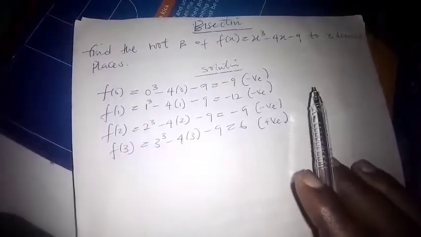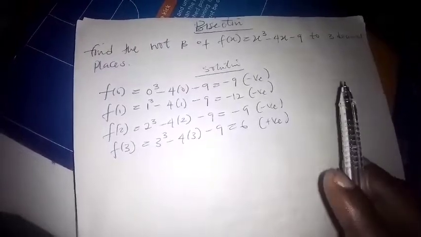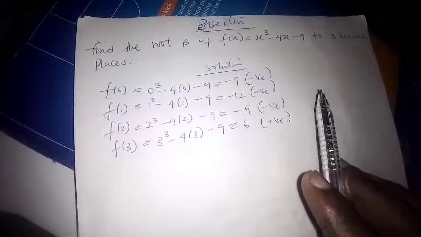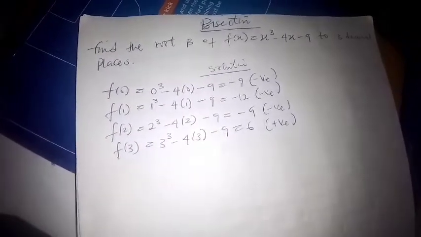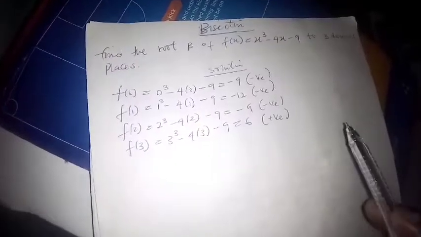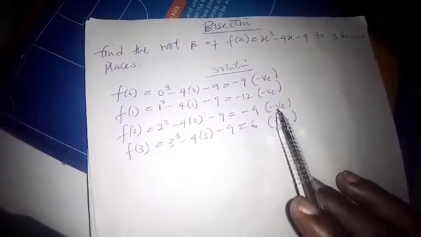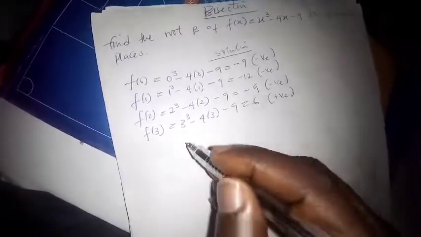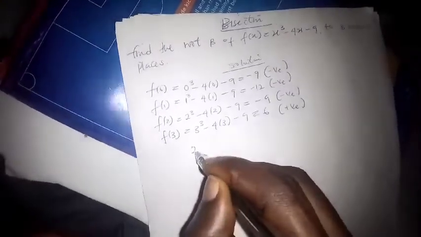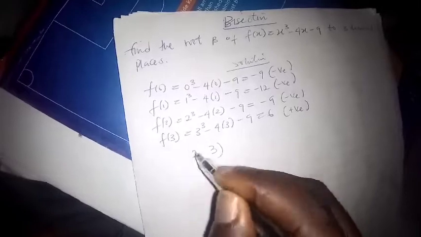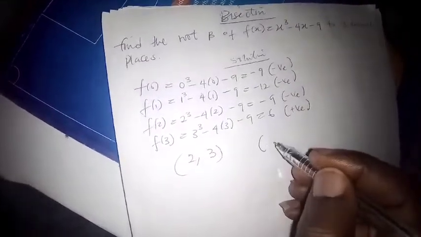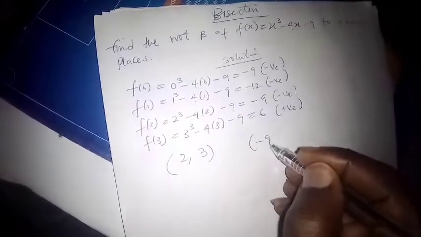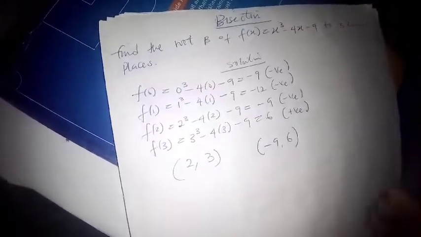You check where a positive sign changes to negative, or a negative sign changes to positive. As you can observe, the value changes from negative to positive between 2 and 3. Therefore, we conclude that the interval of this equation is 2 and 3, while the roots are minus 9 and 6.